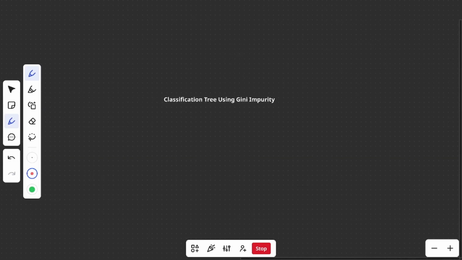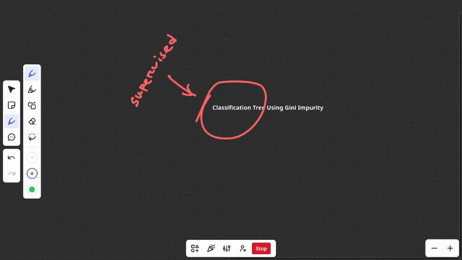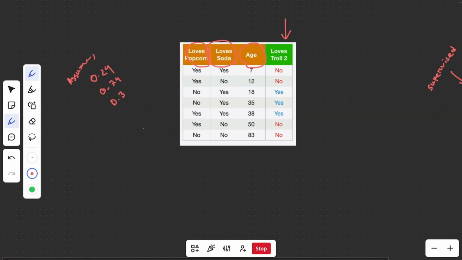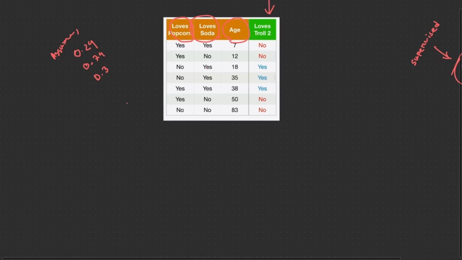Today we will start understanding classification trees using Gini impurity. There are many methods, but we will use Gini impurity today for understanding this topic. You also know that classification falls under supervised learning. Okay. Now let's go to an example for solving this table with Gini impurity.